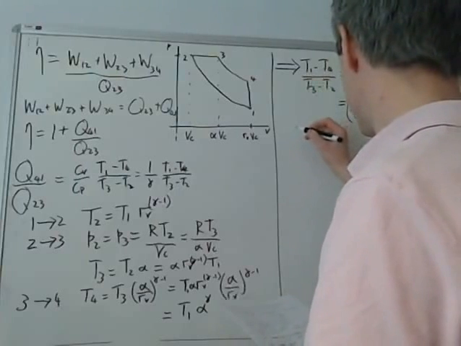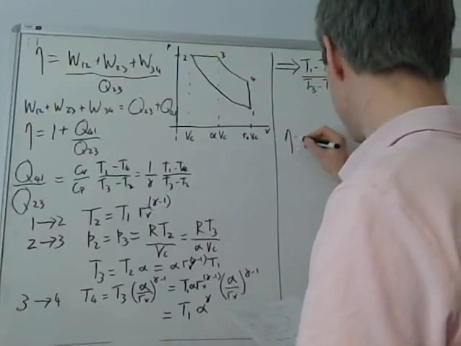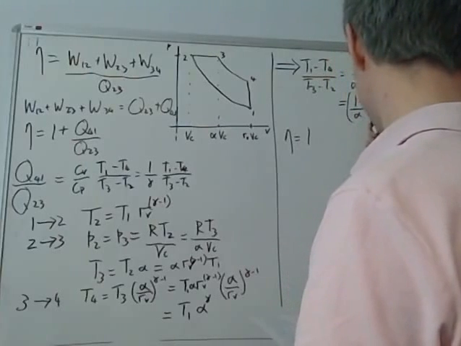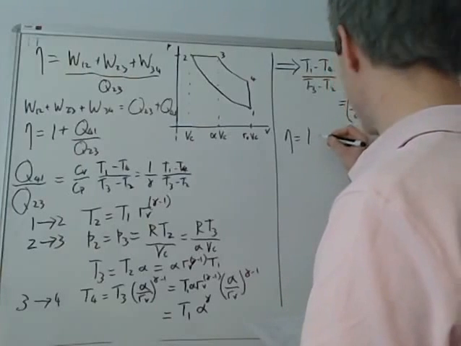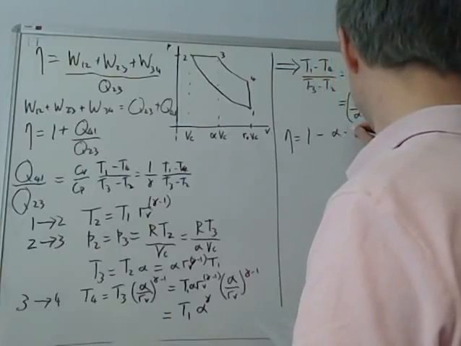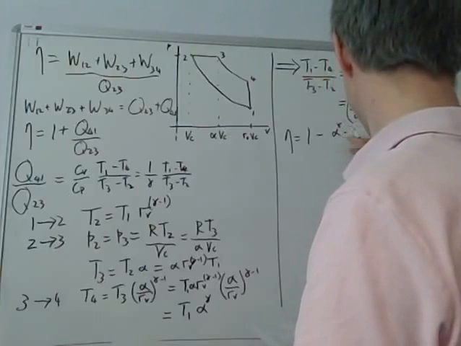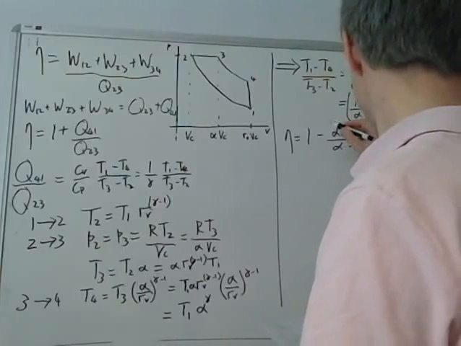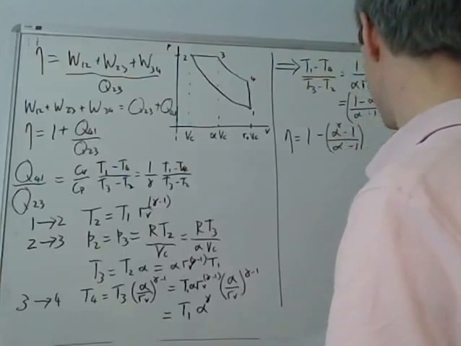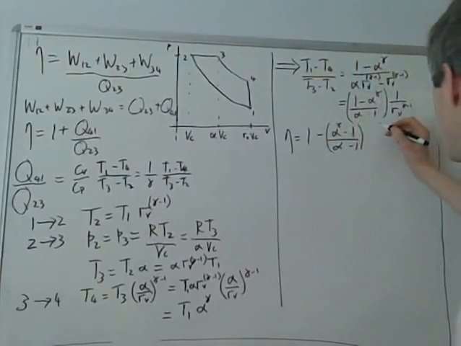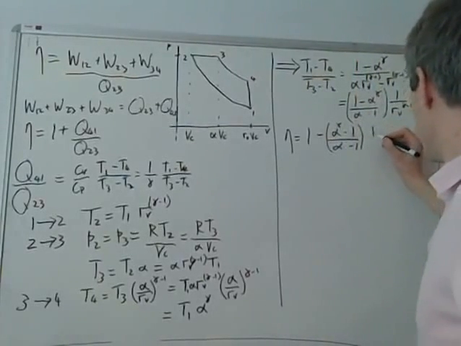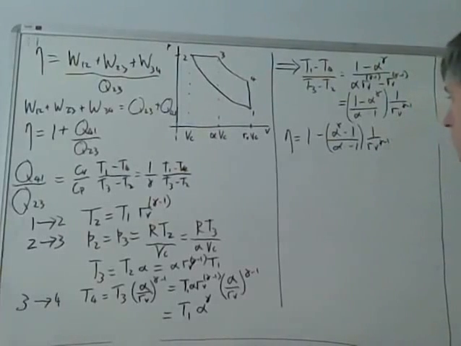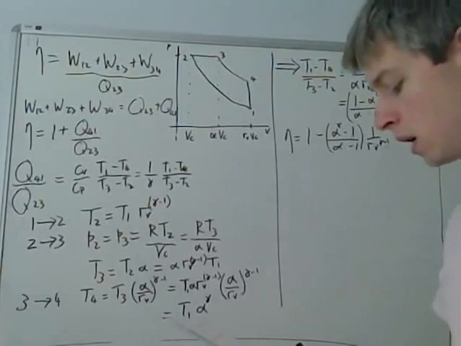Okay, so we now know what this temperature ratio is, and efficiency is 1, and if we reverse the order of that, it becomes not plus but minus alpha to the gamma minus 1. So I've just put a minus sign there. So that's our expression for efficiency.